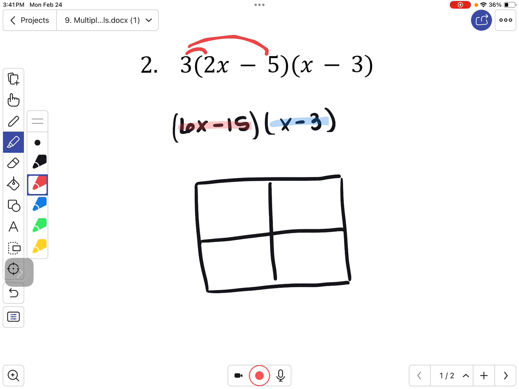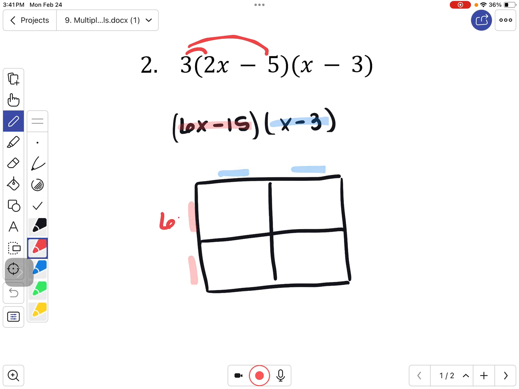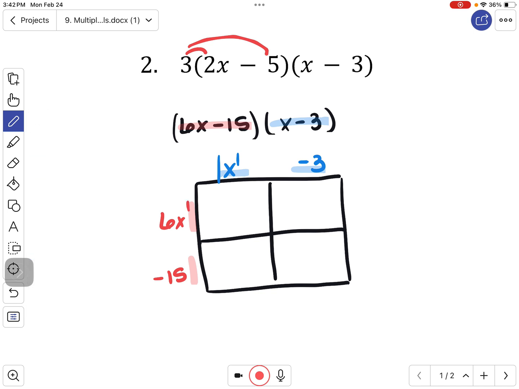Okay, and one set is going to go down the side, and my other set is going across the top. So I have 6x and minus 15, and then I have x and minus 3. I'm going to do my coefficient and my power, and then this one needs a power. Okay, if I start and want to multiply in my top left box, I have 6x times 1x.